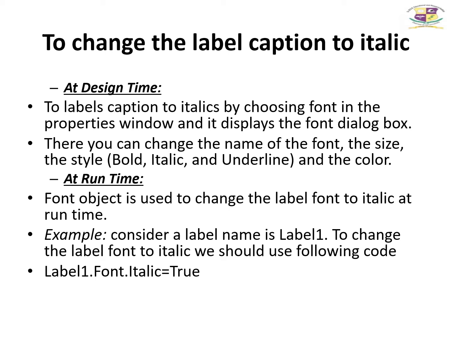Then at runtime, you can change the label font to italic by using the label name. For example, if the label name is label 1, you can change the label font to italic by using the code label1.font.italic = true, which indicates that I am setting the font of label 1 to italic.